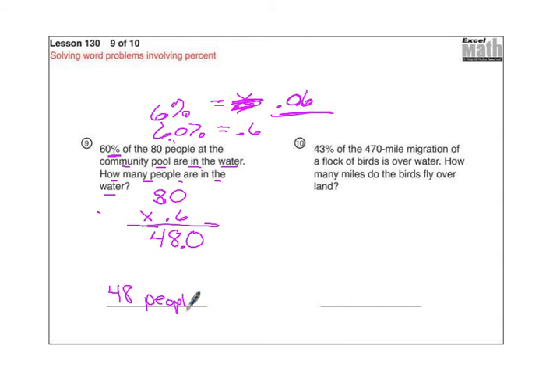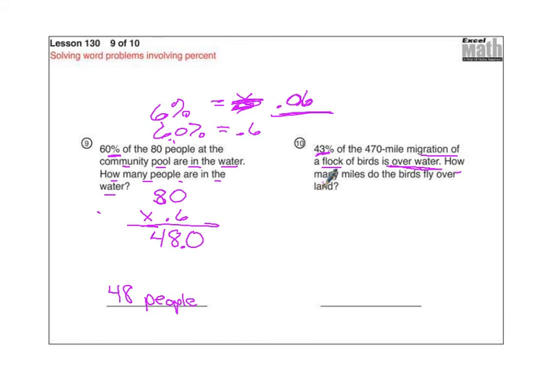Could you get an answer that's a decimal? No. Can you get 48.3 people? No. Is there such a thing as 0.3 of a person? Probably not. Okay. 43% of 470-mile migration of a flock of birds is over water.